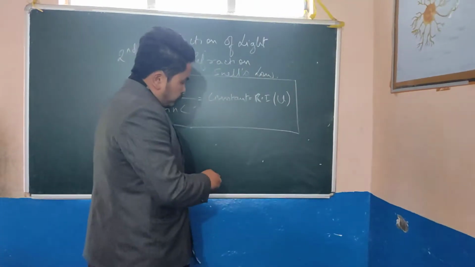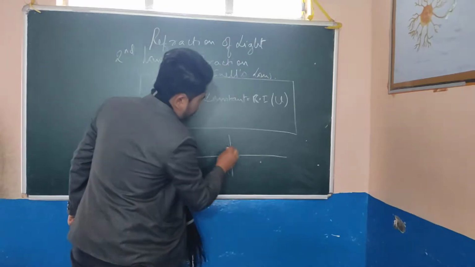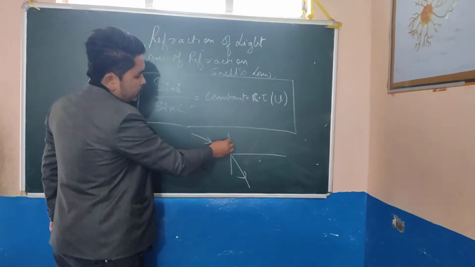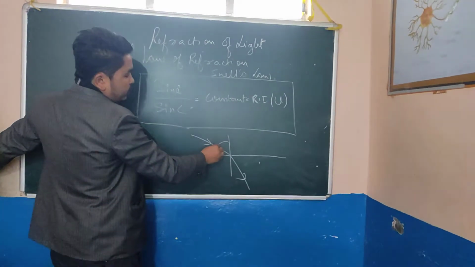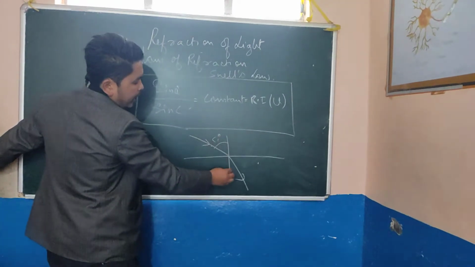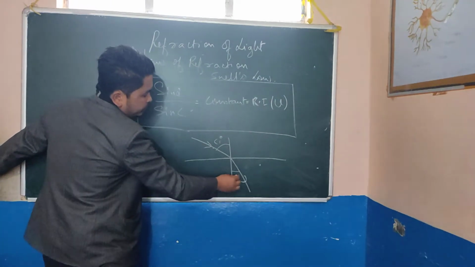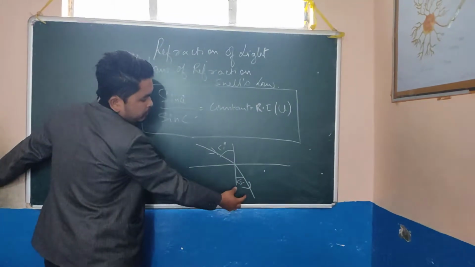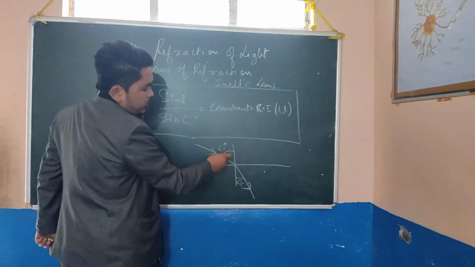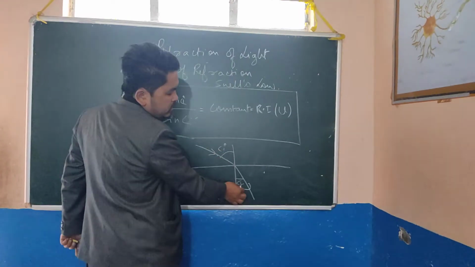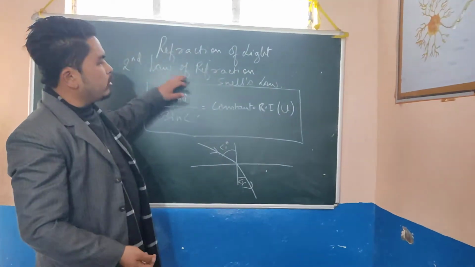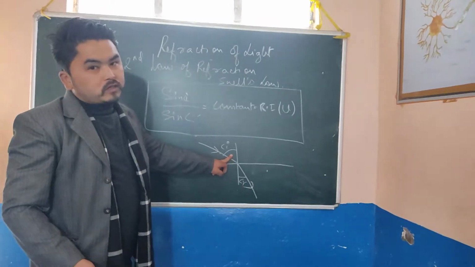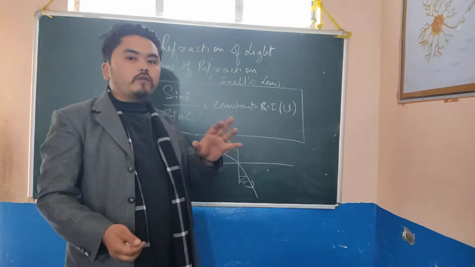Now we know a ray of light is coming and it gets refracted. If you see clearly, the angle between the normal and the incident ray, and the angle between the normal and the refracted ray. This is the angle of incidence and this is the angle of refraction. So the second law gives us the relation between the angle of incidence and the angle of refraction.